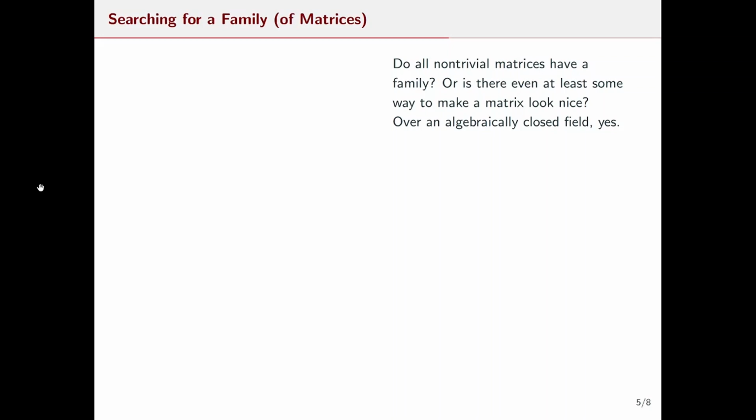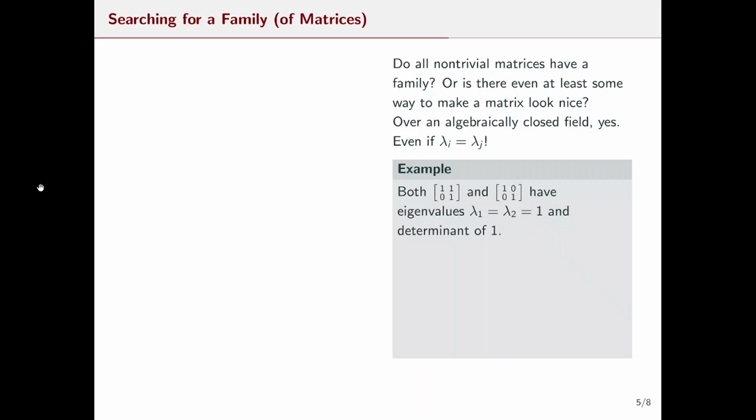All non-trivial matrices have families, and we can make them all look relatively nice, even if we have non-distinct eigenvalues. Let's look at an example. So I've already told you that the identity matrix was trivial, but I didn't tell you that it doesn't have a family. That's because the identity matrix and the zero matrix have to be unique. But this is sort of beside the point.